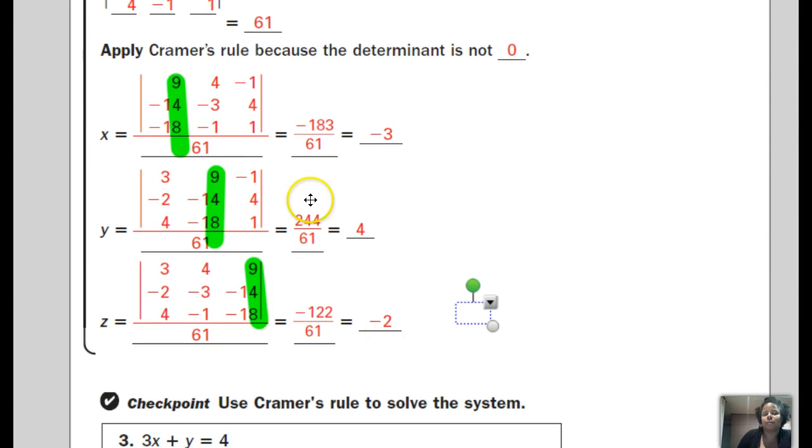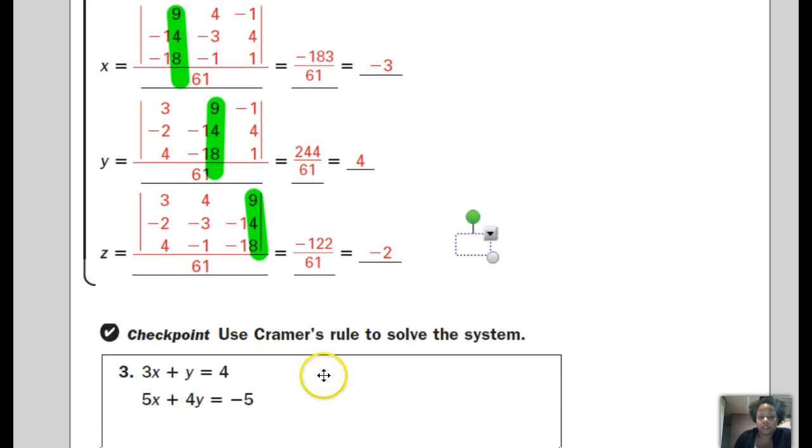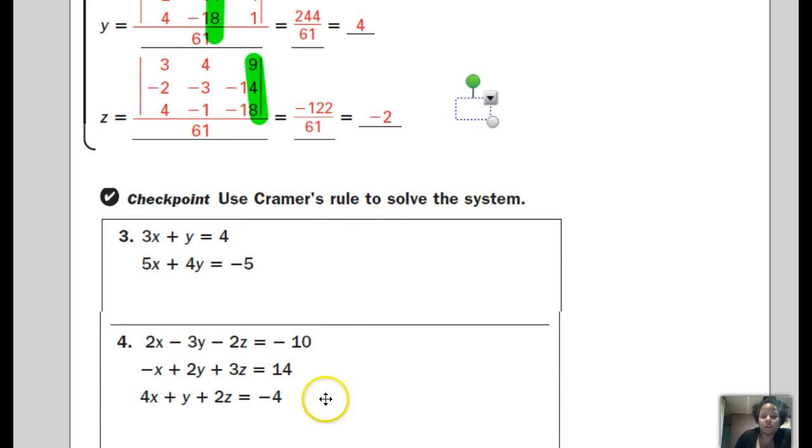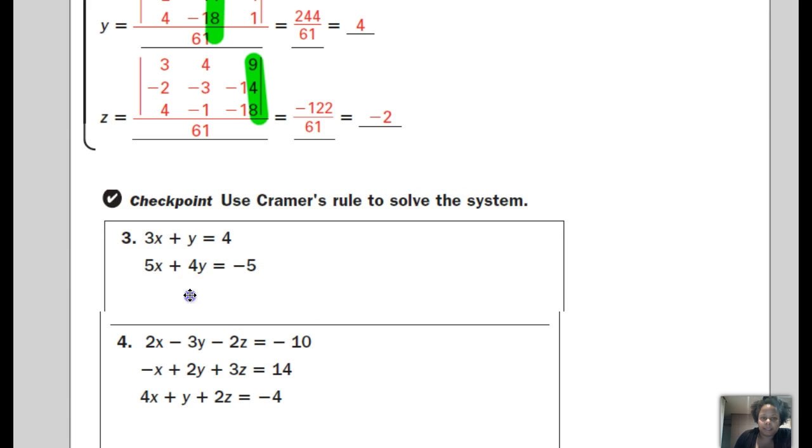So our solution is x is negative 3, y is 4, and z is negative 2. Okay? So if you guys want to practice on your own, I provided the papers. And if you want to know the answer, I'll just give you the answer already so you can check your work as well. All right.